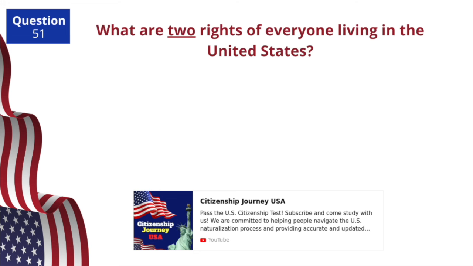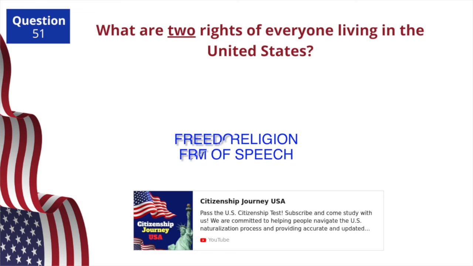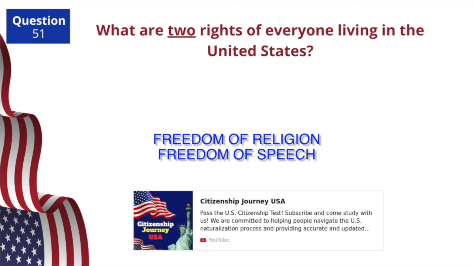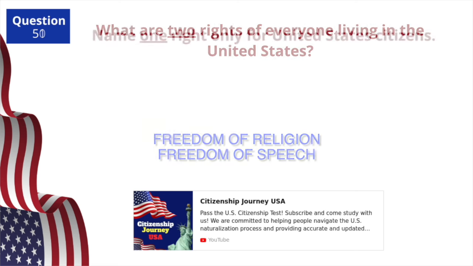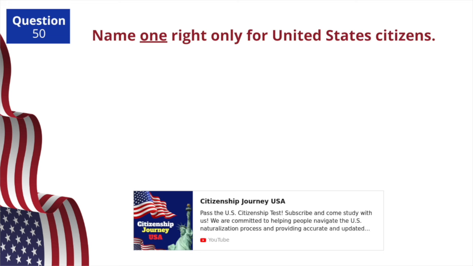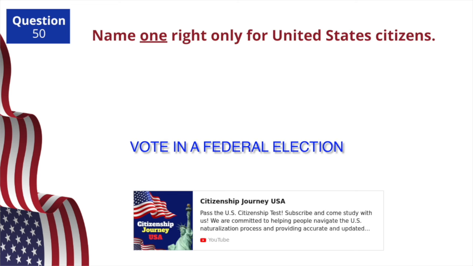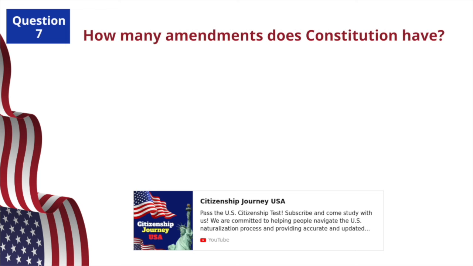What are two rights of everyone living in the United States? Freedom of religion. Freedom of speech. Name one right only for United States citizens. Vote in a federal election. How many amendments does the Constitution have? 27.